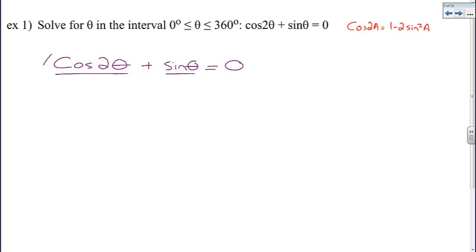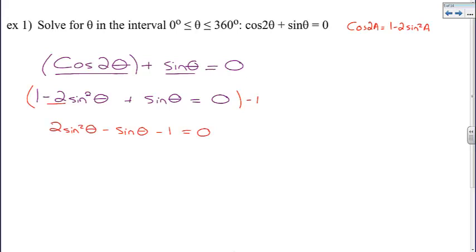I'm going to place parentheses around the term I'm substituting and rewrite my equation in terms of the substituted value. Now, if you notice, I have a sine squared term and a sine term. The sine squared term has a negative value in front of it, so this means it's not quite in standard quadratic form. I can change this, though, by multiplying through both sides by a negative 1. This should give me 2 sine squared theta minus sine of theta minus 1 equal to 0.